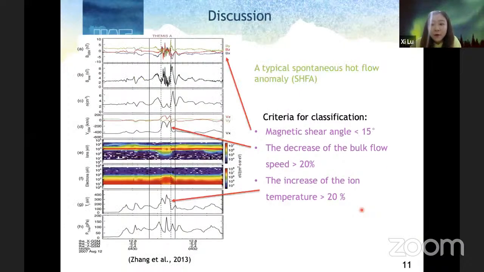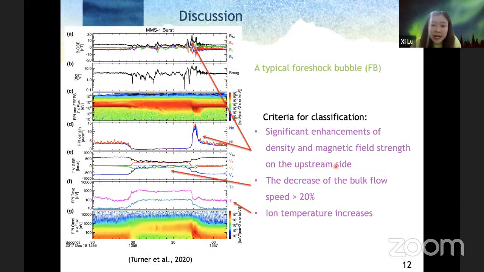The same for spontaneous hot flow anomalies. The only difference between SHFA and HFA is that SHFA are not associated with discontinuities. So for our events, if they have a magnetic shear angle less than 15 degrees and the others the same as the HFA type, we categorize this kind of events to the SHFA type.